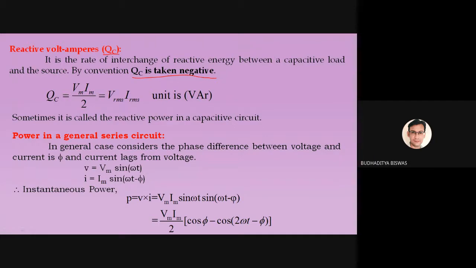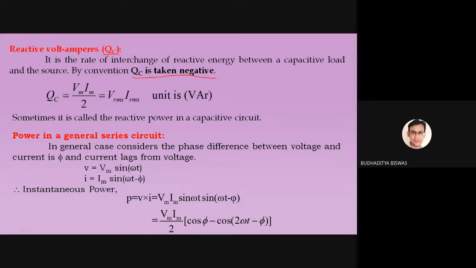Rate of interchange of reactive energy, because the energy is always transferred: in the positive half, from source to load, and in the negative half, from load to source. So every time the energy is transferred either from source to load or load to source. This is the expression for that. And for the complete cycle, the active power consumption is 0.